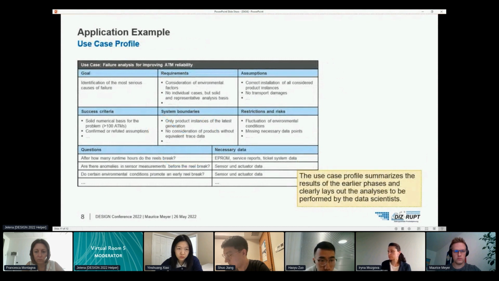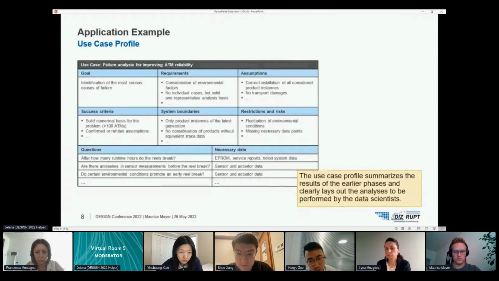In the third and fourth phase, we derive the following use case profile. In the upper half, you can see the goals and the boundary conditions. The goal is, for example, to identify the most serious causes of failure. A boundary condition is, for example, the consideration of environmental factors. In the lower half, you can see how we specified the use case. We used questions, for example, after how many runtime hours do the reels break? And we also included the necessary data to answer the questions. Here, for example, the EEPROM, the service reports, and the ticket system data. This use case profile summarizes the results of the earlier phases and thereby clearly lays out the analysis to be performed by the data scientist.